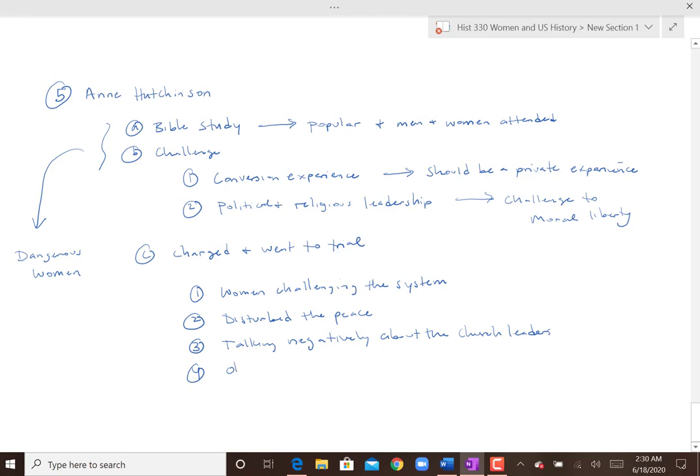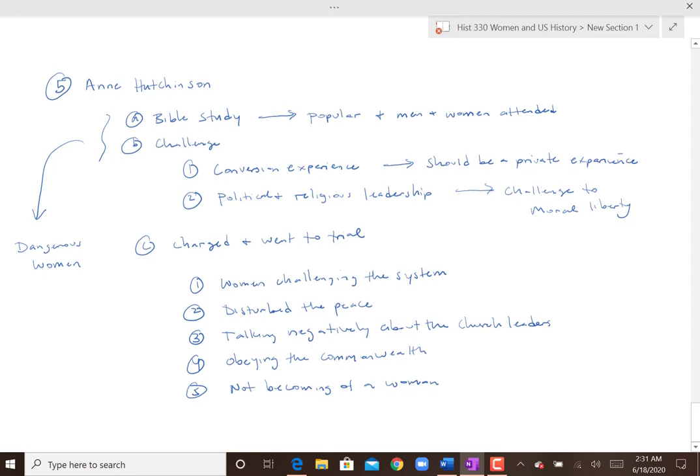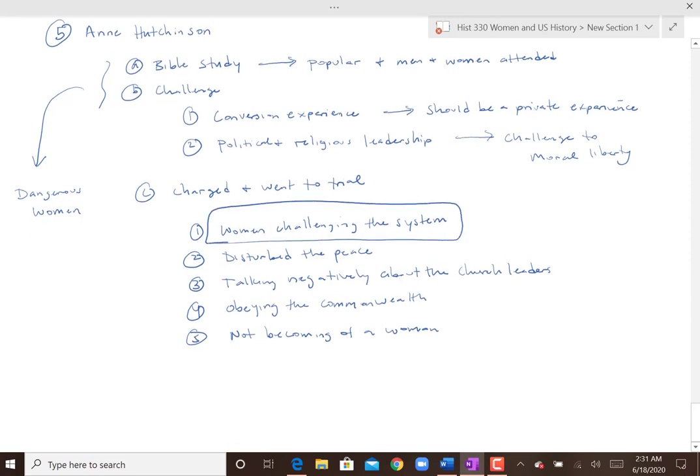Right? It was about obeying the Commonwealth. That could apply to men as well, but it was especially being used as a woman not obeying the Commonwealth. Right, the other charges were behavior not becoming of a woman, failing to honor her parents or the Commonwealth. All of these were within the context of a woman challenging the system. So while the men would have been charged with some of these as well, the fact that they constantly emphasized it as a woman made it worse to them that it was a woman doing these things.